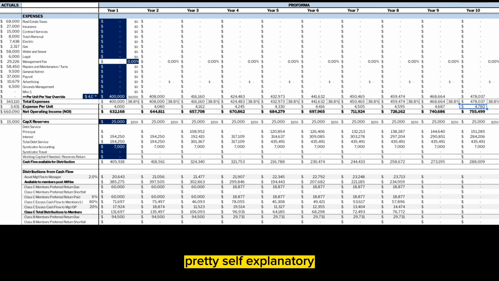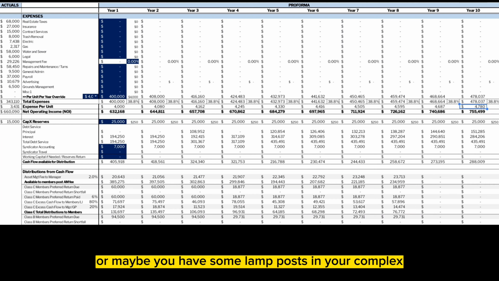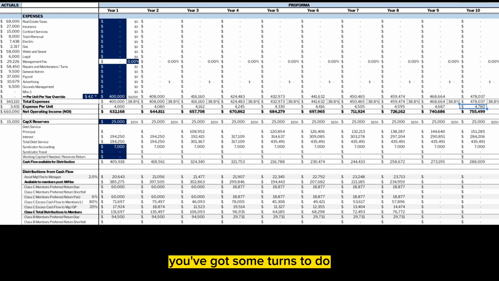Pretty self-explanatory. Electric, to keep in mind here, let's say you have common areas or interior access to the building, or exterior lighting, or maybe you have some lampposts in your complex. Obviously, those electric expenses are going to fall on you, as well as vacant units. You've got some turns to do, and the utilities will be transferred back into your name during that period. So that's where the electric expense is most typically going to come from. Gas, depending on if you have on-site laundry, maybe you have some gas hot water heaters. That's going to be an expense there, as well as vacant units, especially in the wintertime. If you need to leave the heat on, that's where that expense is going to come into play.